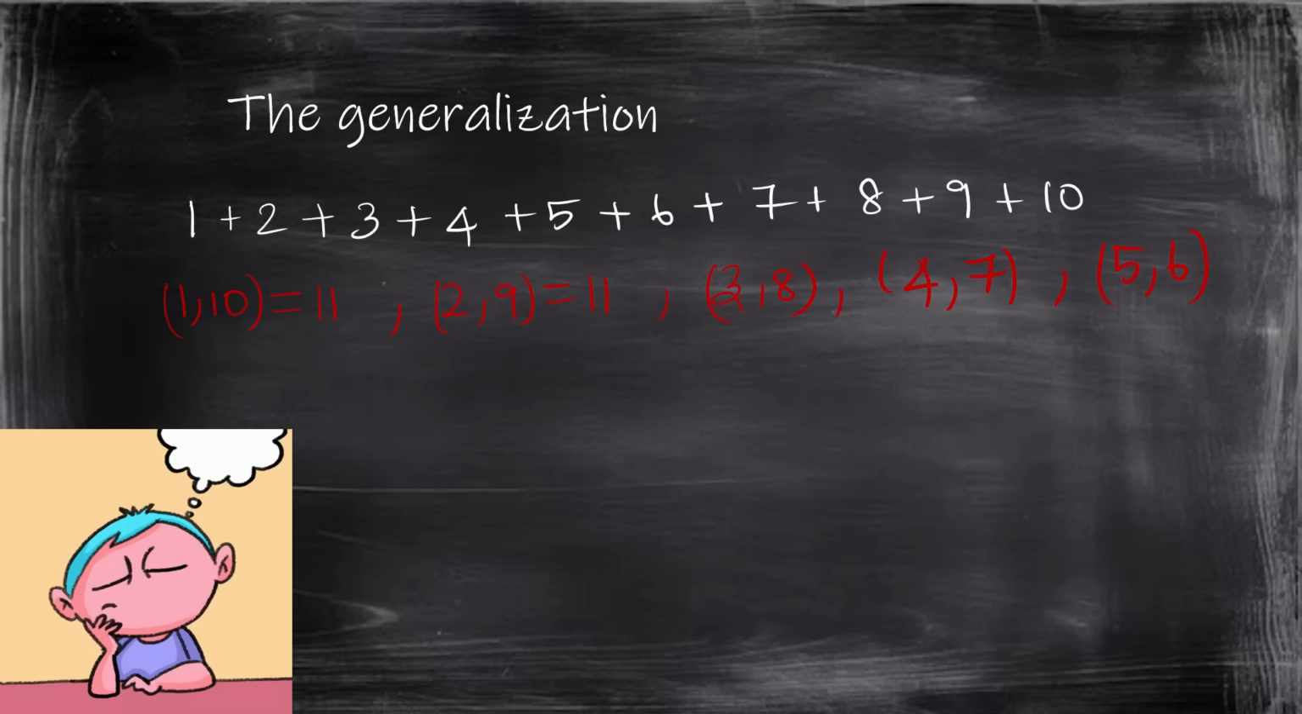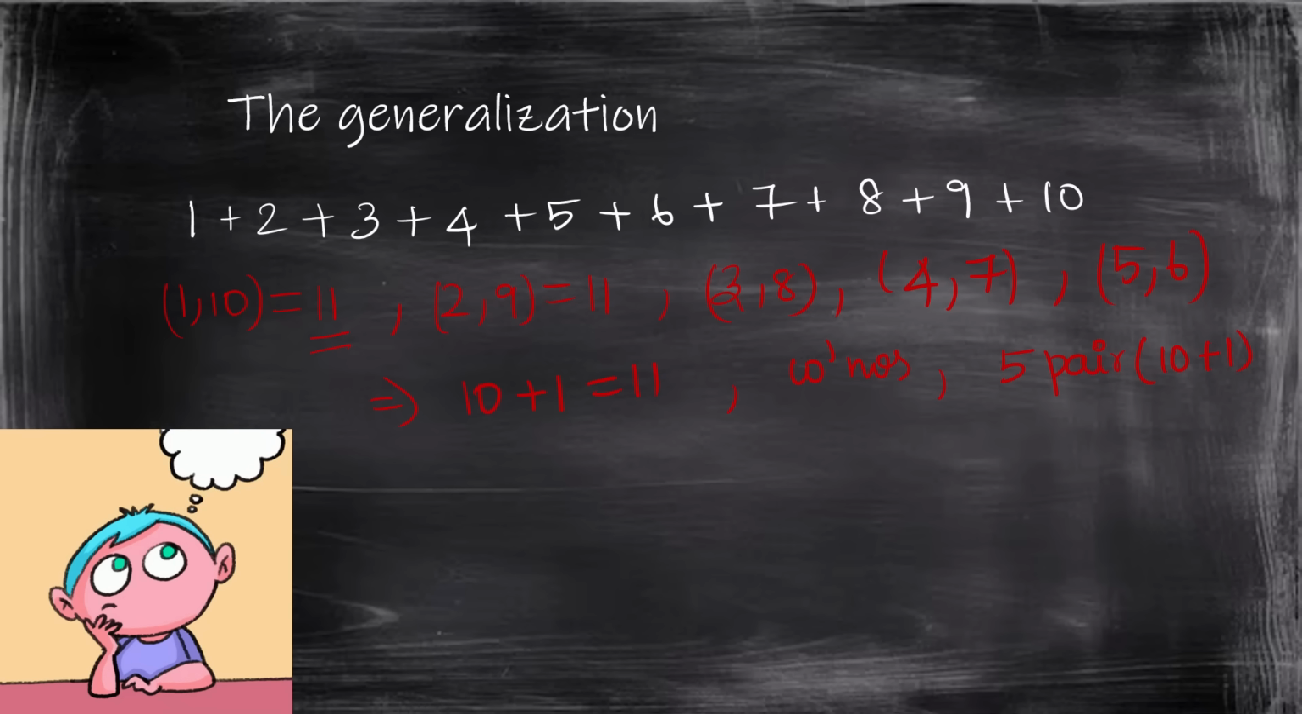So here the sum of each pair is 11, and 11 can be written in terms of the total number of numbers, that is, there are totally 10 numbers. 10 plus 1 is equal to 11. So if there are 10 numbers, I get 5 pairs, that is half of 10, 5 pairs of numbers whose sum is 10 plus 1.